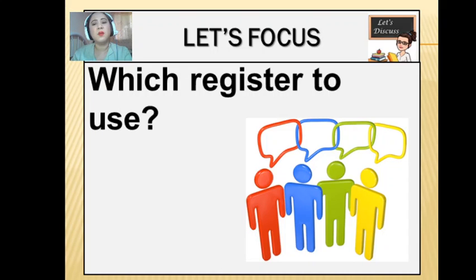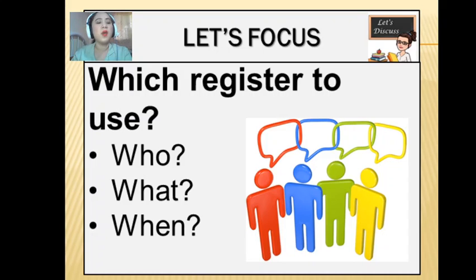Why is it important that we know which register to use? In communication, we have to know which register to use so that we may apply it to who, what, when, and where we are talking. Knowing the formality of language, especially the language register, will help us to communicate better with other people.